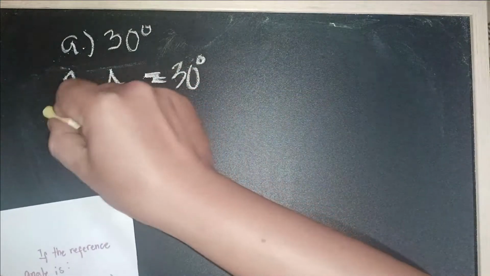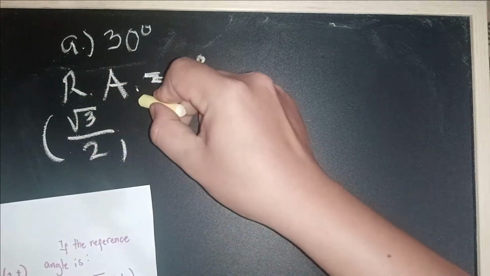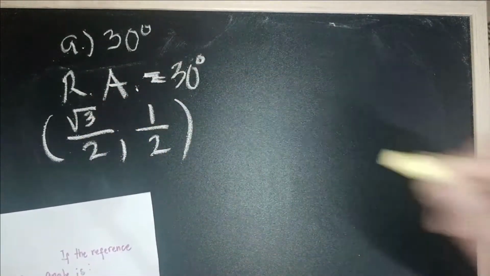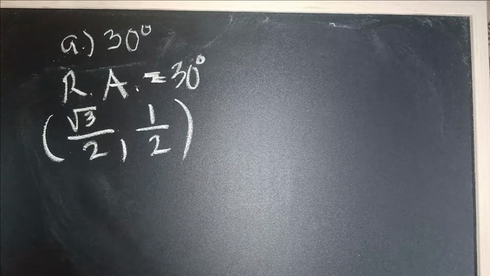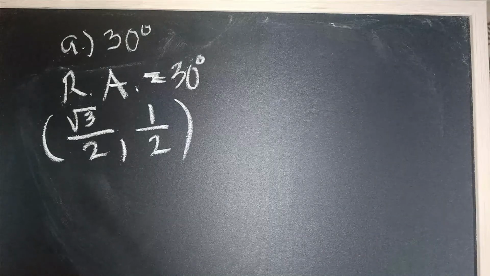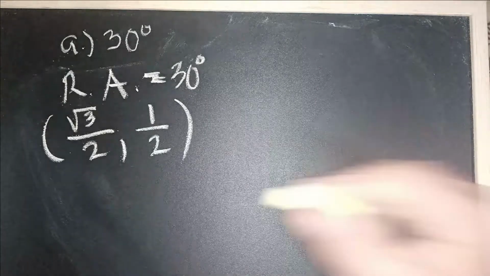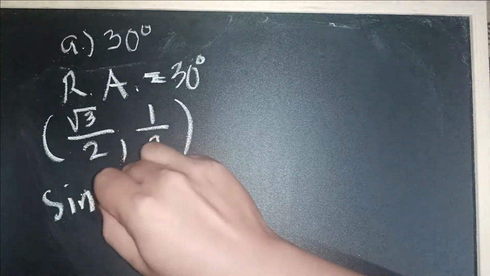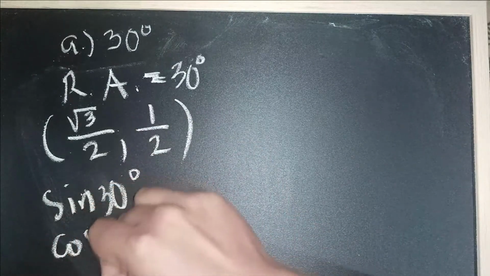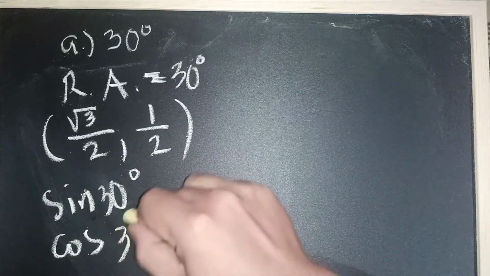Therefore, we have here the coordinates of square root of 3 over 2 and 1/2. Both the x and the y coordinate are positive because, as I said, the terminal side of 30 degrees is in quadrant 1. So after you find the coordinates, we can now determine the value of sine 30 degrees and cosine 30 degrees.